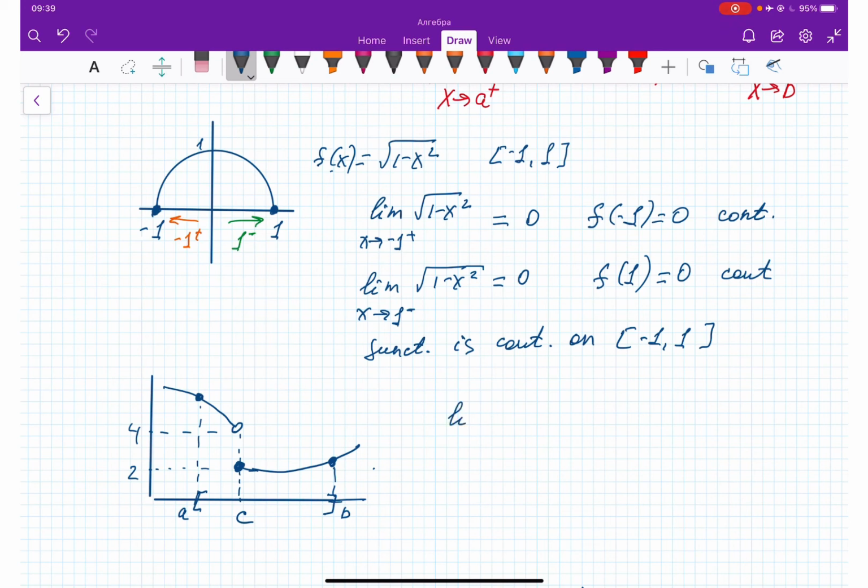So let's take the limit of f of x, where x approaches c from the negative side, and the limit of f of x, x approaches c from the positive side. As we approach from the negative side here, it's going to be equal to 4. Why? The whole graph is on the left side, right? And when it's approaching from the positive side, this way, it's going to be equal to 2.